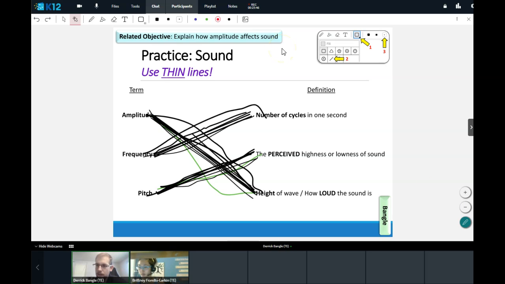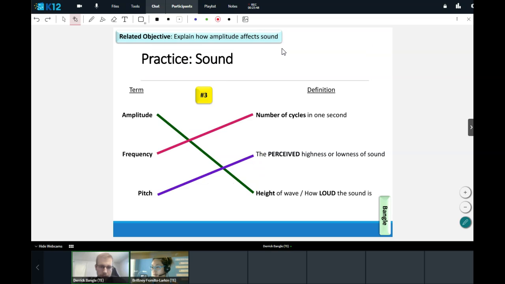All right, looks like we're pretty good on this. So this is going to be number three in our notes. Amplitude is just the height of the wave. The frequency we learned towards the beginning. Remember, that's the number of cycles in 1 second. And then the pitch is just the perceived highness or lowness of sound.